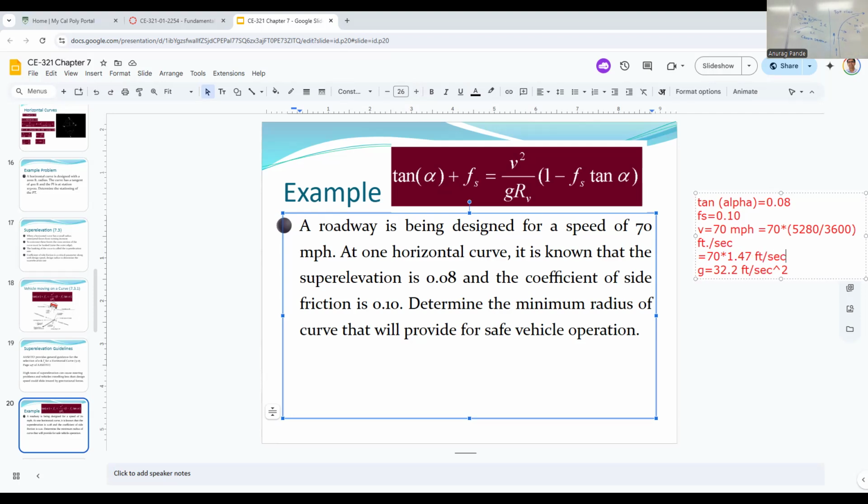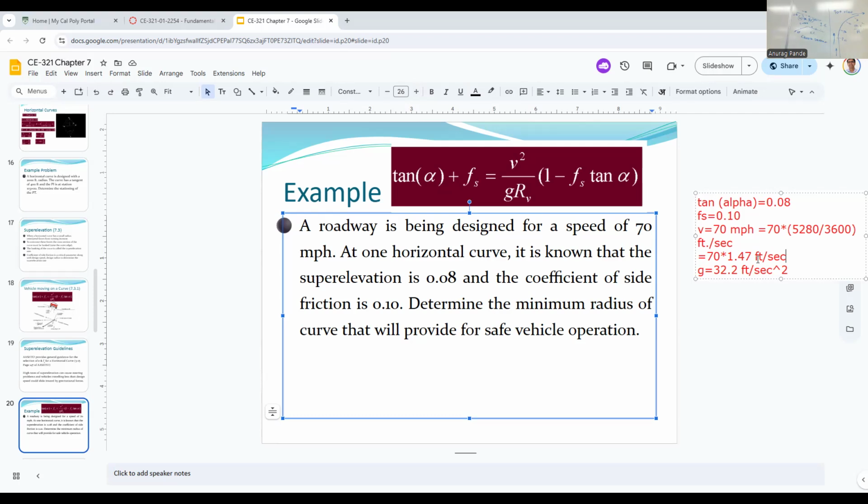Let's see, Rv. Do I know Rv, or R, in this example? The radius that they're asking for, the minimum radius of the curve that will provide for safe vehicle operation. That's what they're asking, so I'm going to leave Rv as it is. But once I solve the equation, what would be the units of Rv that I'm going to get? Feet, right? Because I converted everything into feet per second. I had miles per hour, I converted that to feet per second, and the other terms were unitless, so I'm going to get my answer in feet.